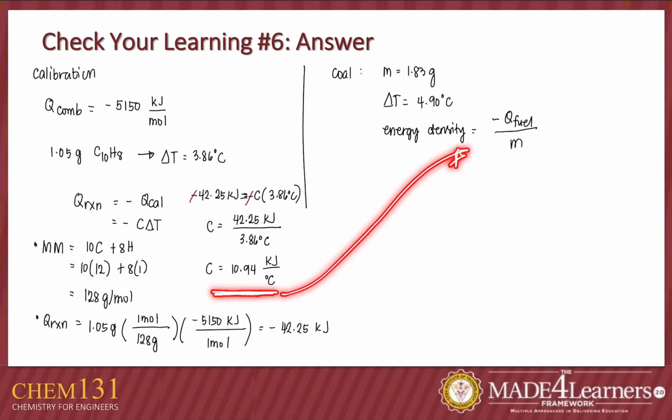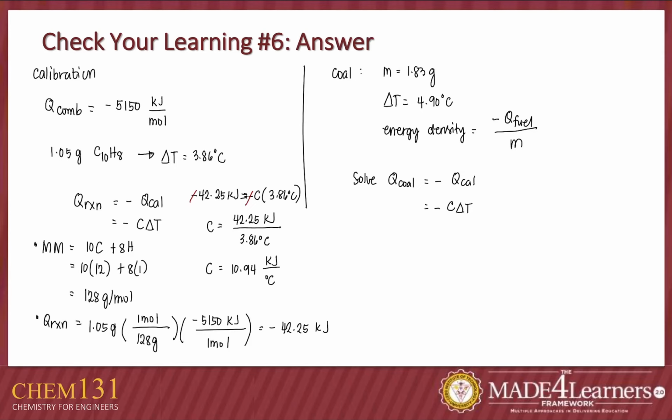Now, this is not what we are looking for in the problem because we are looking for the energy density. So, this time, we will now solve for Q of the coal. The reaction referred to here earlier, the Q, was for naphthalene. So, to avoid confusion, we will subscript it as coal. And this Q of coal is equal to negative Q of calorimeter. And we already have C and delta T.